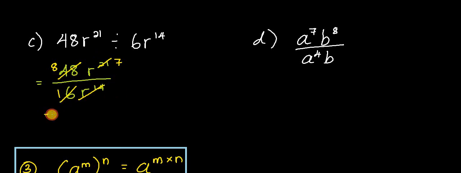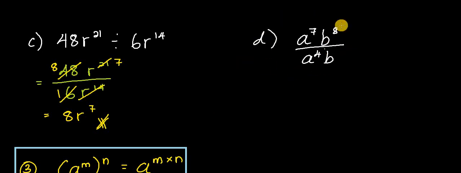So here's your final answer. At the top, what is remaining? Only 8r power 7. At the bottom is over 1. There's nothing remaining except the number 1. But usually we do not write over 1 here, so we can just write this as our final answer.